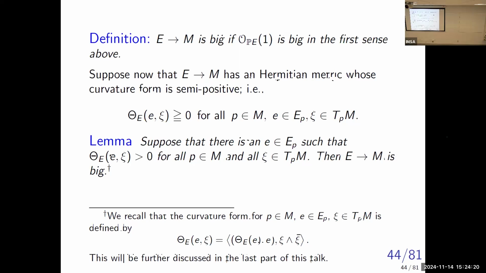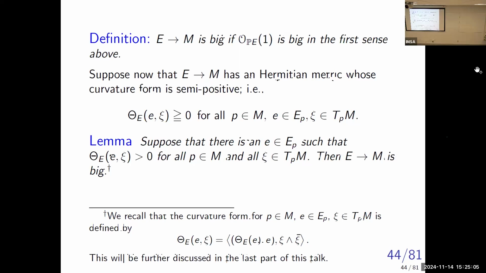Suppose now you have a Hermitian metric whose curvature form is semi-positive. So the curvature form is a bilinear form. One entry is a point in the fiber, and the other entry is a tangent vector. So it's a curvature form associated to a curvature tensor, this bilinear operator. And then the limit that I just mentioned is that suppose the curvature form is generically positive, then the vector bundle is big.